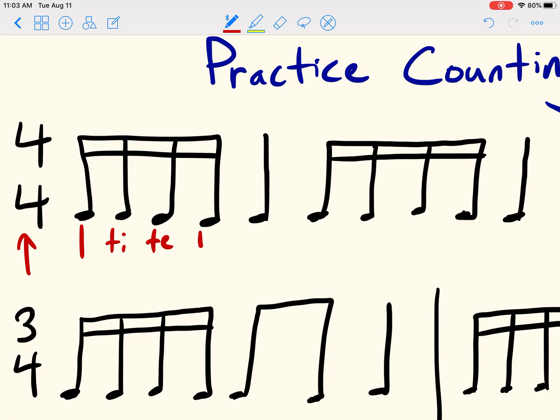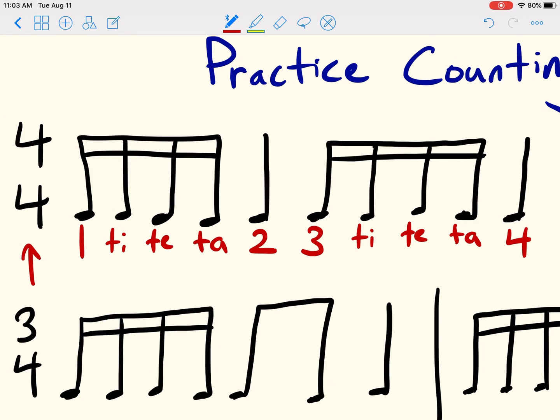Ti, te, ta. How do we know that we're counting 16th notes? Well, there isn't just one beam like eighth notes would have, but instead there are two horizontal lines connecting these vertical stems. Then we have a quarter note, so that's just 2. Then we have a beat of 16th notes, that's 3, ti, te, ta, and beat 4 is just a quarter note.